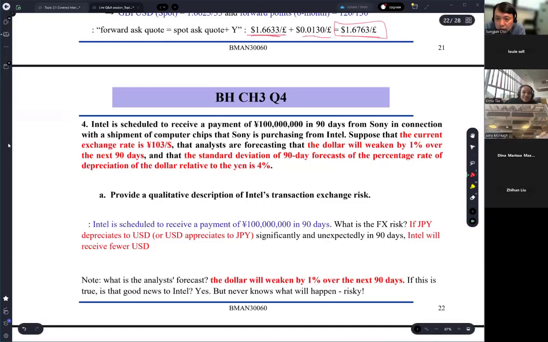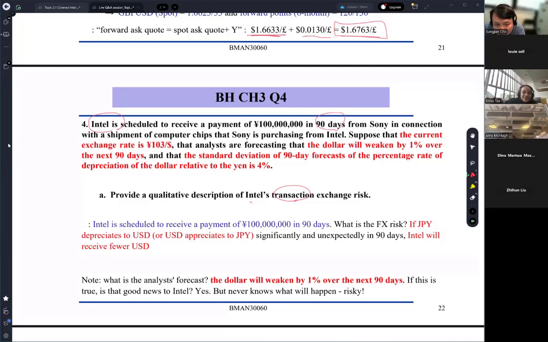Now, Baker-Hardwick, Chapter 3, Question 4. Intel is going to receive a payment of 100 million yen in the future. Given this situation, what is Intel's FX risk? Transaction FX risk means the FX risk coming from export or import transactions. You will learn more about this in the second semester anyway. So what is Intel's FX risk?